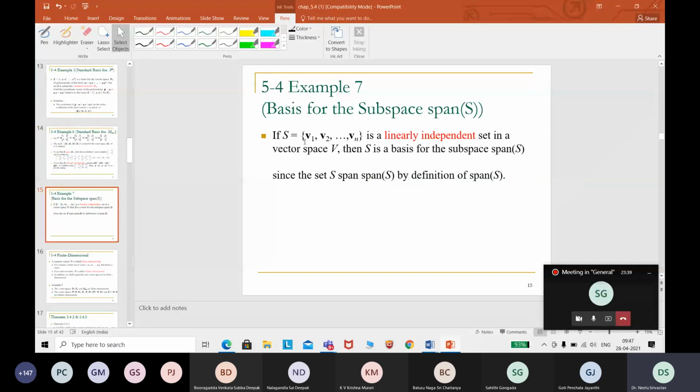Let us come to this result. S is a set where V1, V2, ..., Vn is a linearly independent set. Then S is a basis for the subspace span S, since the set S spans span S by definition. So if S is a linearly independent set in a vector space V, then S is a basis for the subspace span S. You have to write down this result.